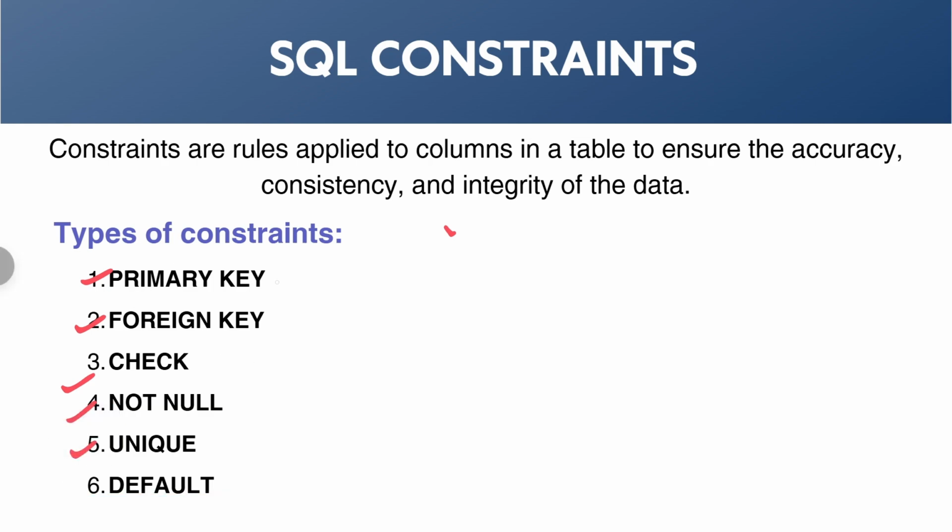So the first one is primary key. The primary key constraint ensures that the columns uniquely identify each record in the table. That means no duplicate keys are allowed. This simply says that there should be no duplicate values inside the column. Let's say, for example, in a table, if we have a column called ID, then this ID should not contain any duplicate values. That is what primary key constraint is about.